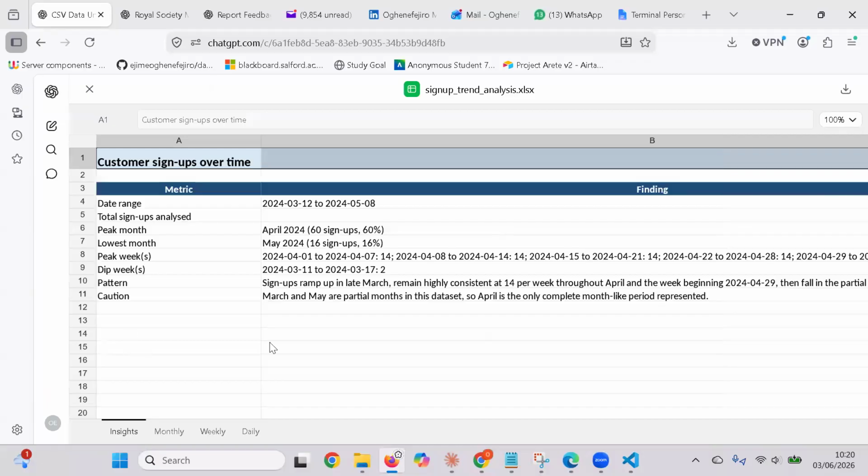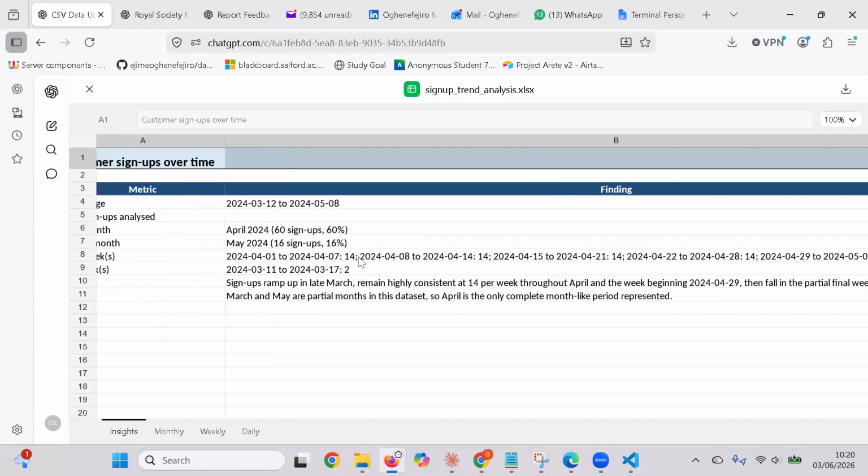Again, this now gives us an analysis that is really more in-depth. It's telling us the date range, from 2024, March 12th to May 8th. This was the period that we have this sign up. It gave us the peak month, which is the 60%. It gave us the lowest, which is this, and the peak week. It's actually even giving us the peak week.